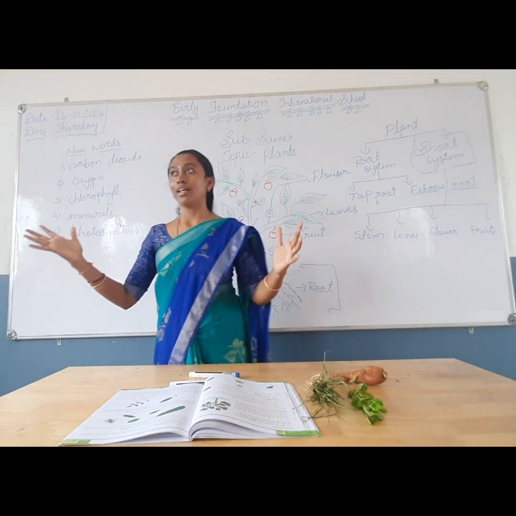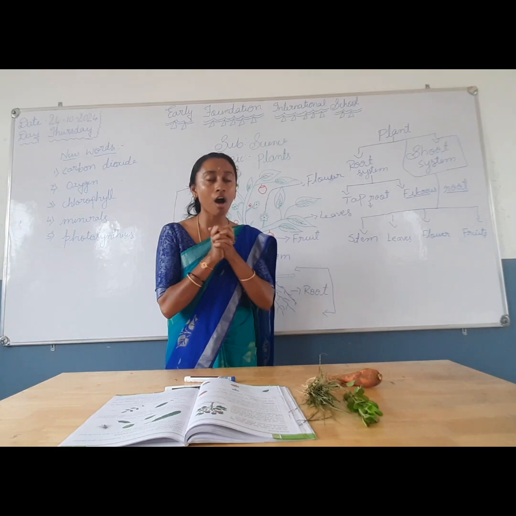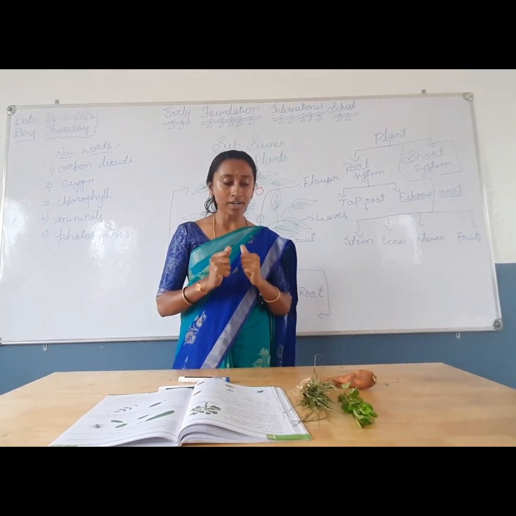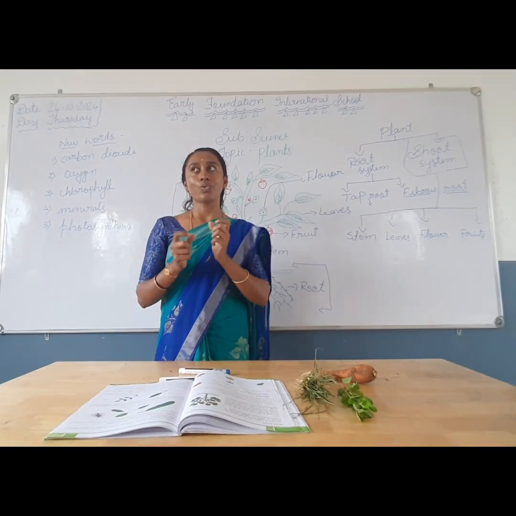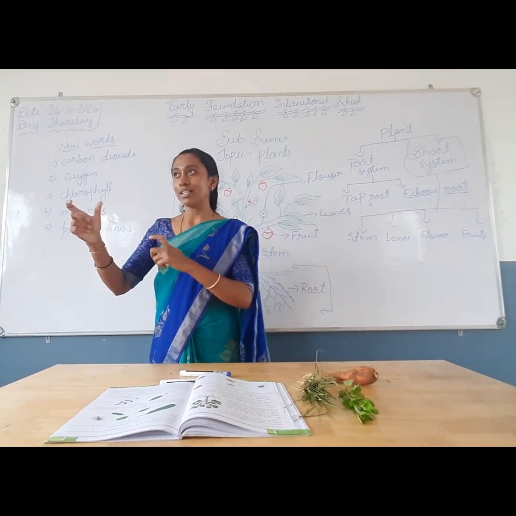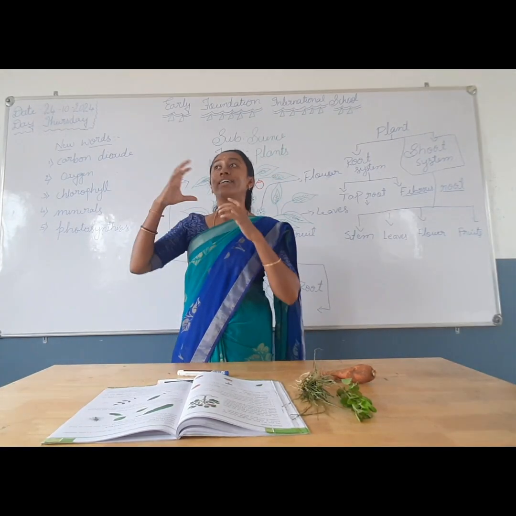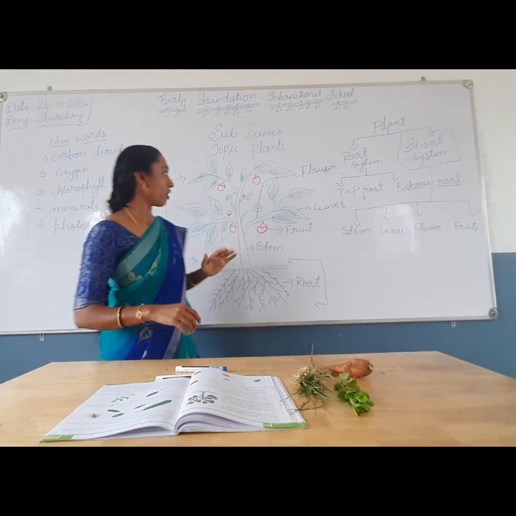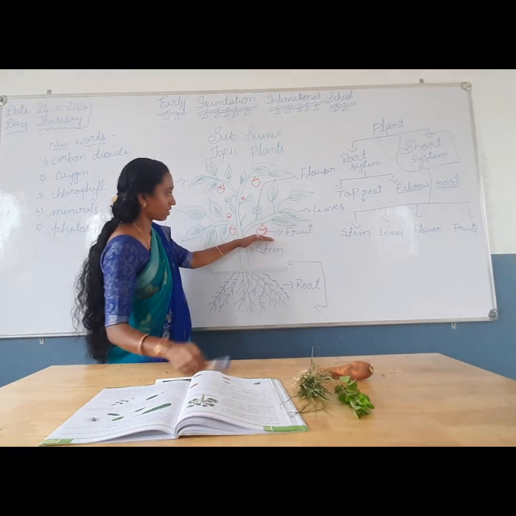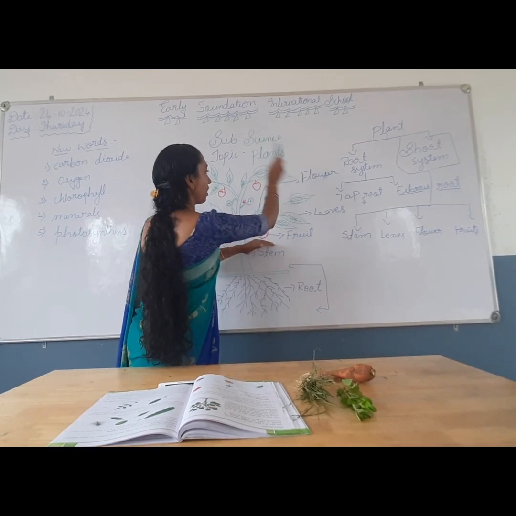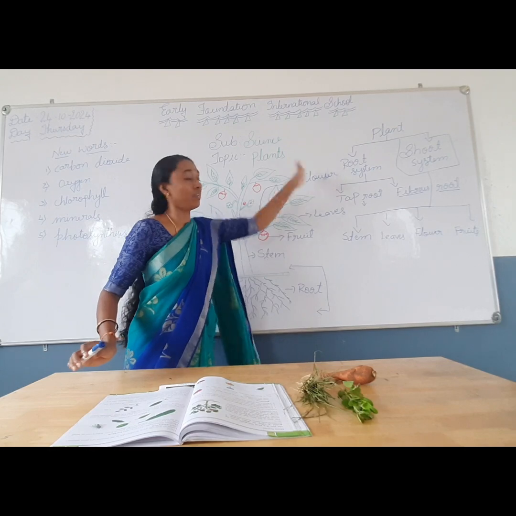But in big trees, the stem looks woody, and it is so hard and very thick. One more thing, in big trees, we call it trunk. The stem usually has many branches. See, fruits, leaves and flowers. The stem only bears the fruits, leaves and flowers.